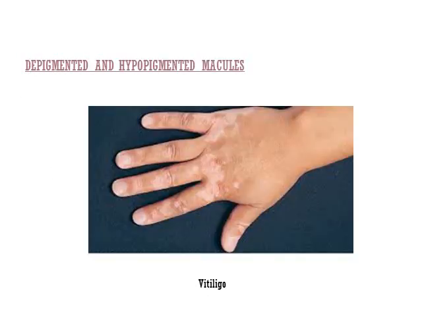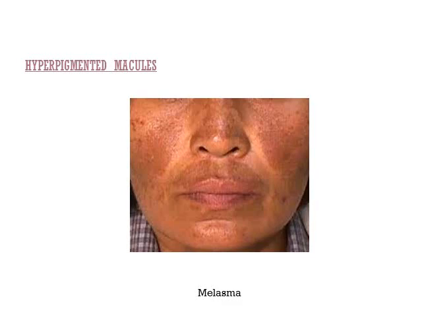For example, this is a case of vitiligo where you see depigmented macules, meaning there is no pigment. When you touch these, they are not raised, they are not depressed, these are just a change in color. That is what a macule is. These are hyperpigmented macules in melasma.